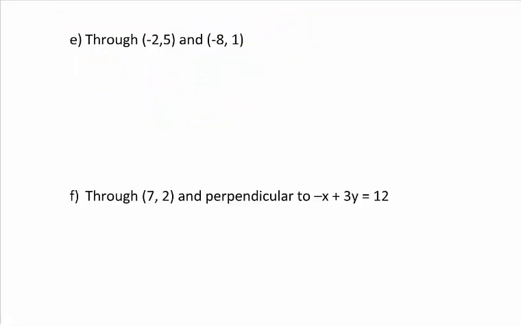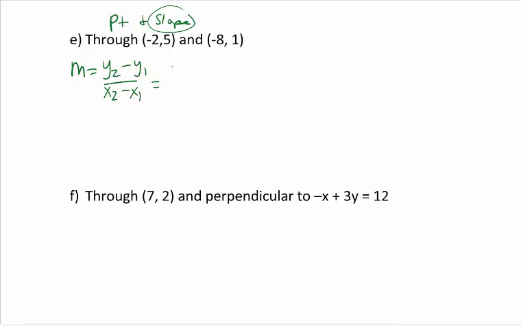So going to example E here on my paper, we have 2 points. But remember what I said, you need a point and you need a slope. I can find my slope by using my slope formula. So 1 minus 5, negative 8 minus negative 2. So notice if you don't know your slope formula, you can't do this problem. Please, before you go any further, check negative 8, 1, negative 2, 5.